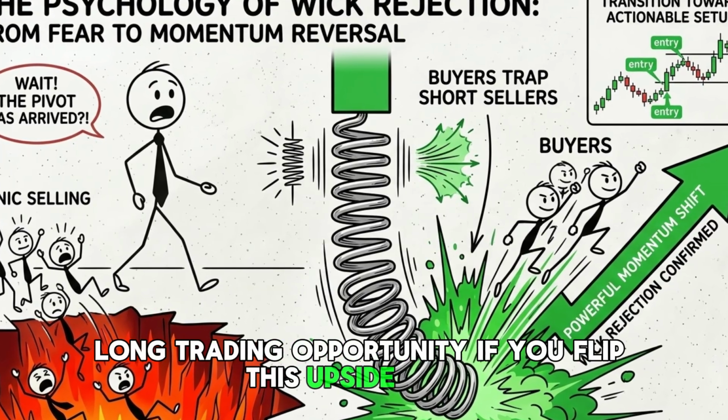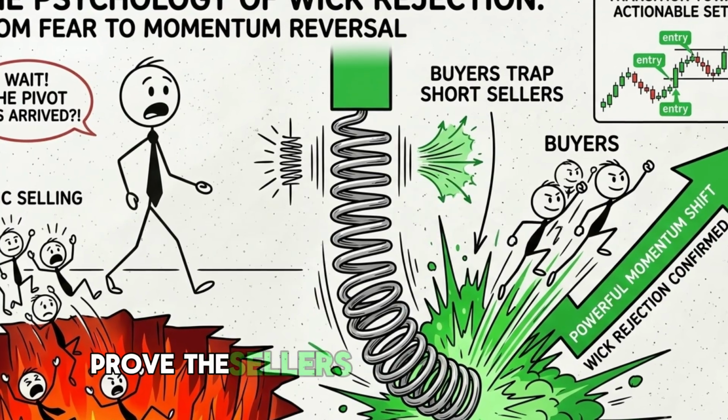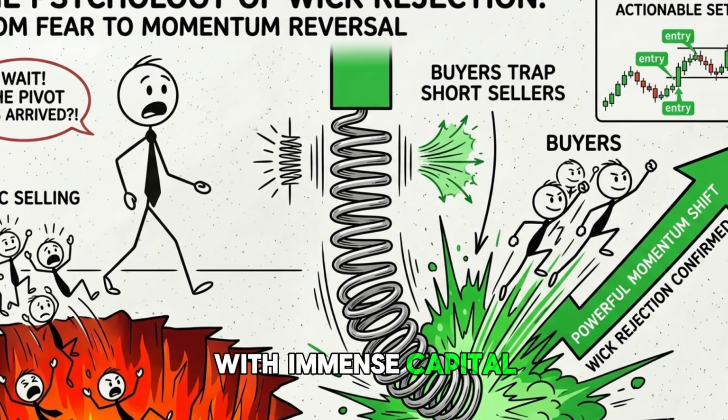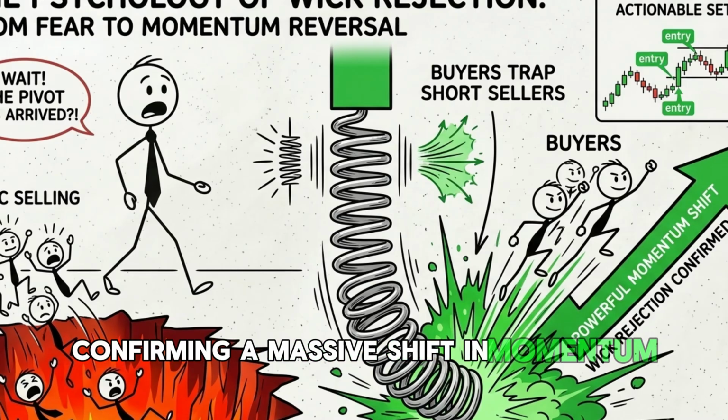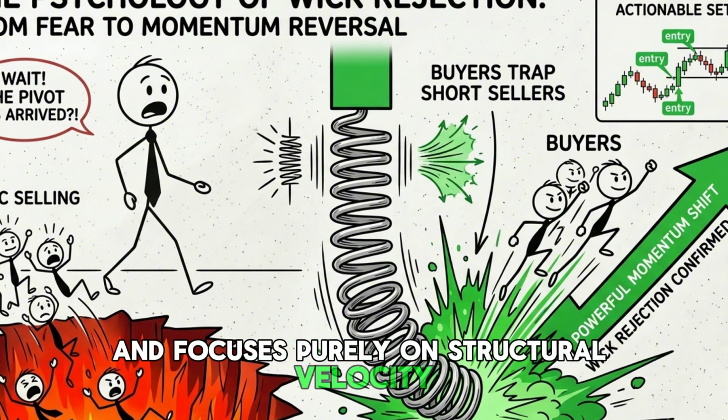If you flip this upside down at a major overhead resistance level, multiple upper wicks prove the sellers are holding the line with immense capital, confirming a massive shift in momentum to the downside. Our third pattern shifts away from rejections and focuses purely on structural velocity.